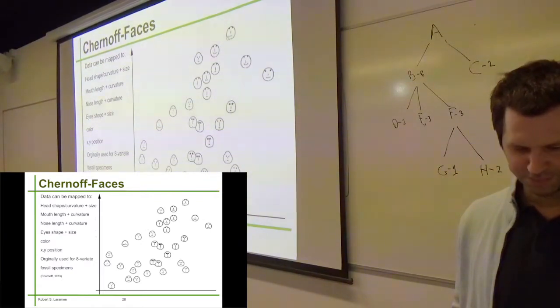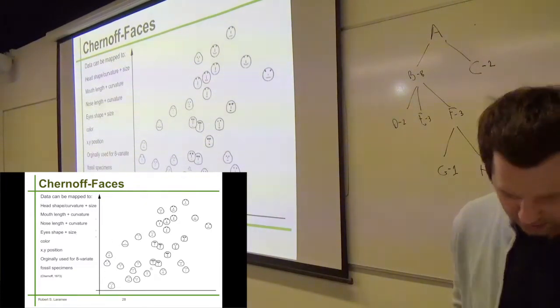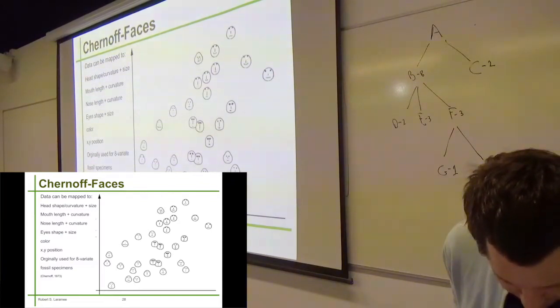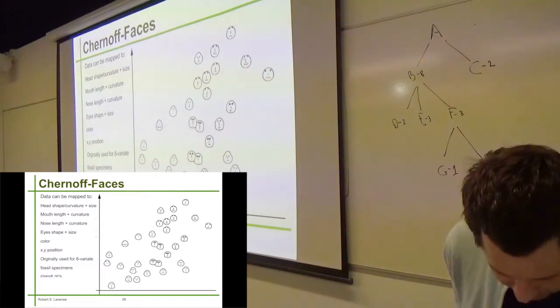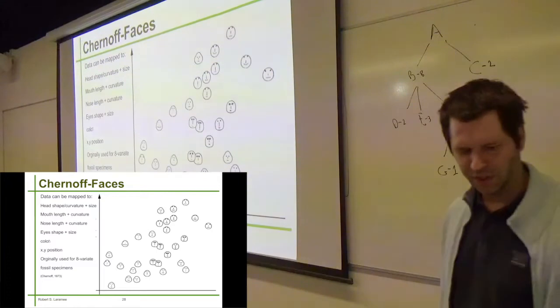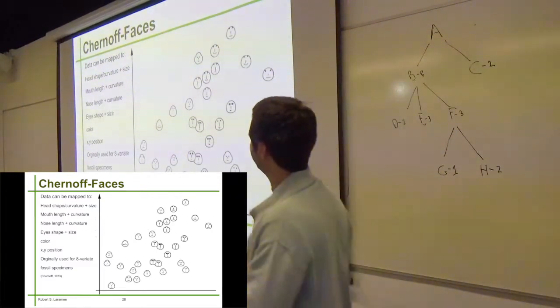That one's straight. The eyes' shape is changing. It's not easy to see actually, but the shape of the eyes is changing if I compare those eyes. And the size of the eyes is also changing, right? Color is absent from this example, but it could be used to encode a variate.